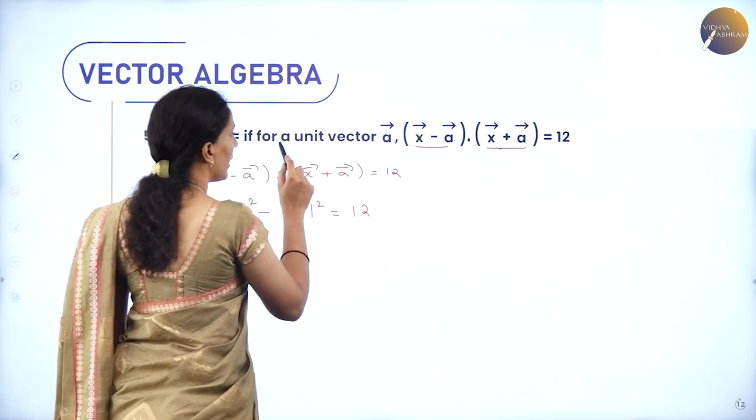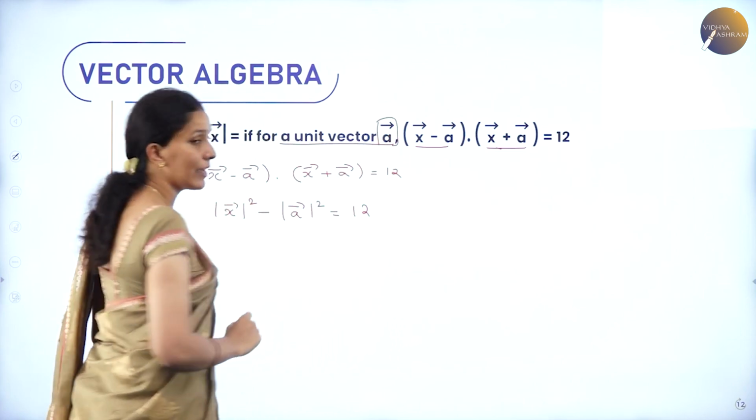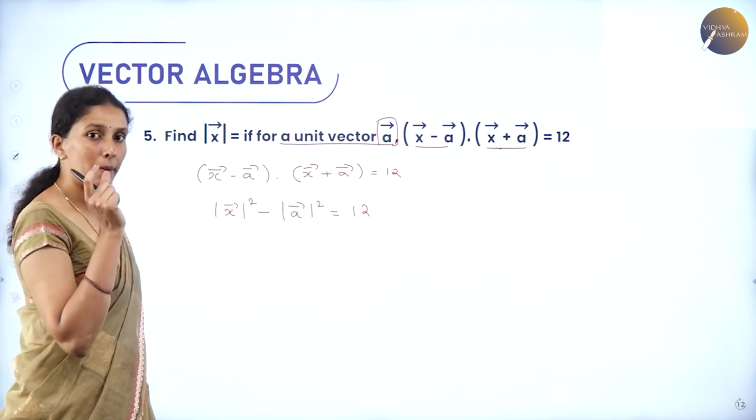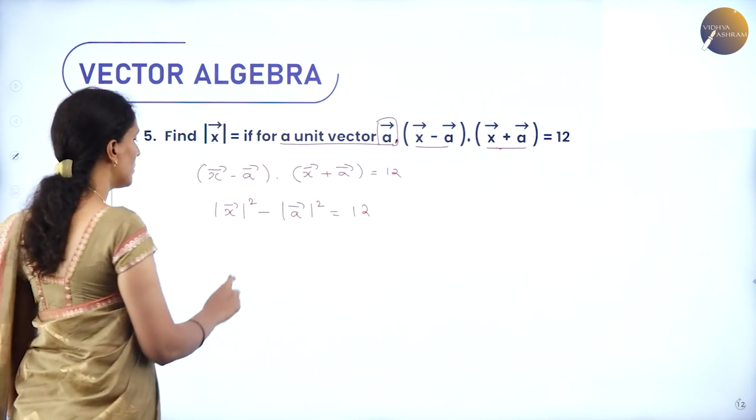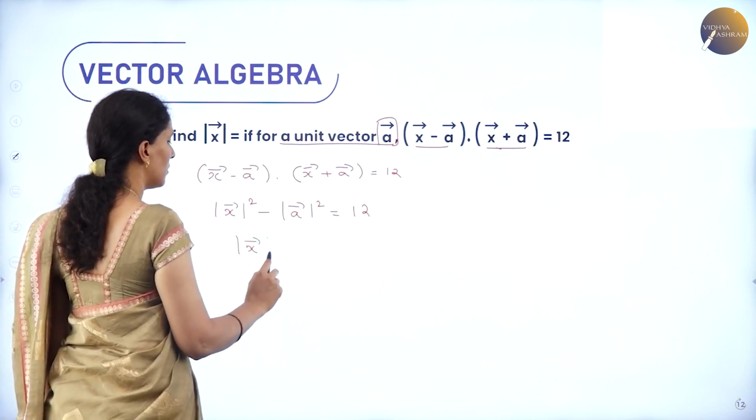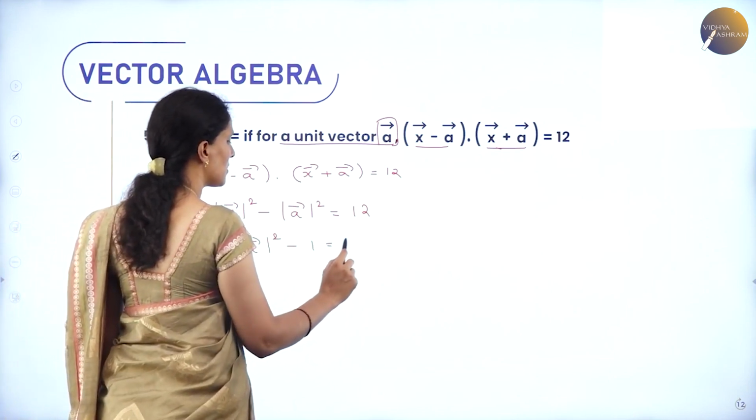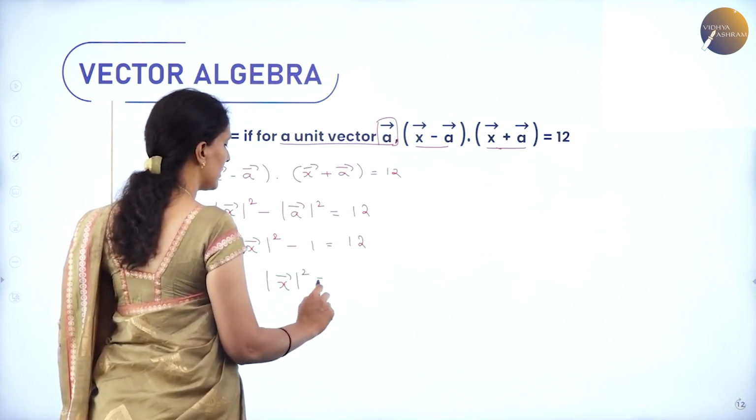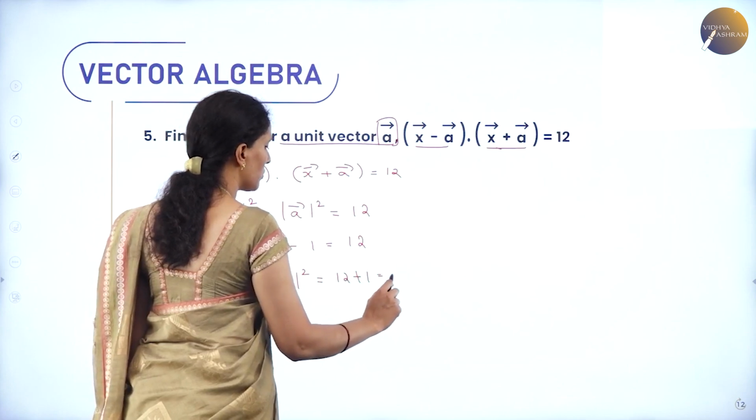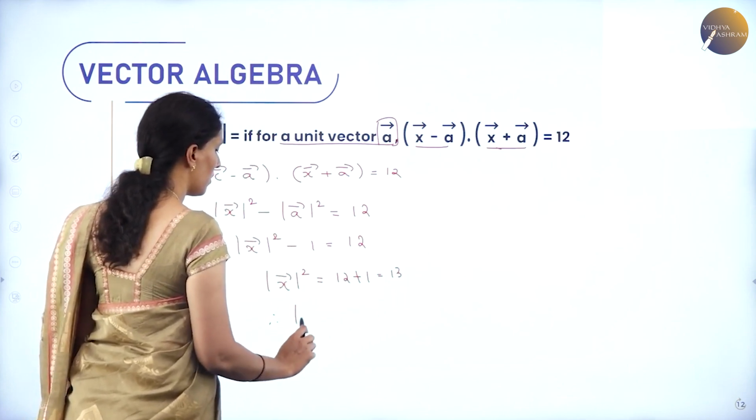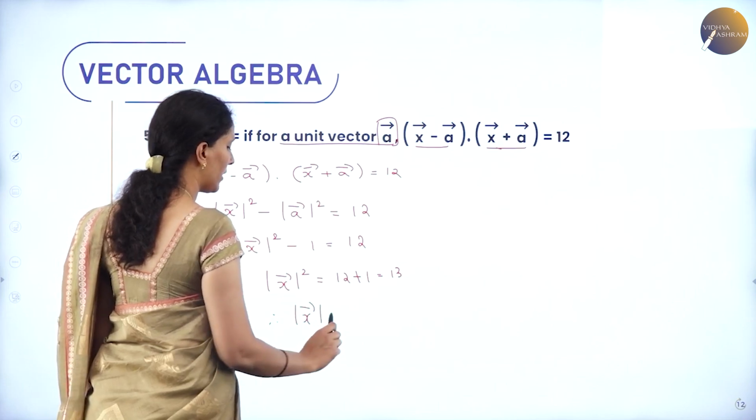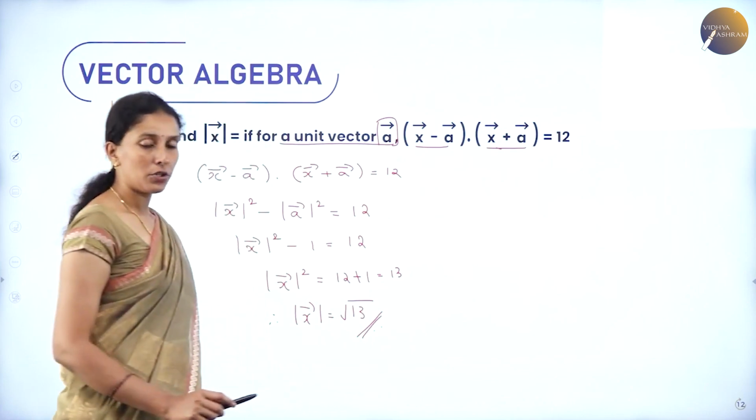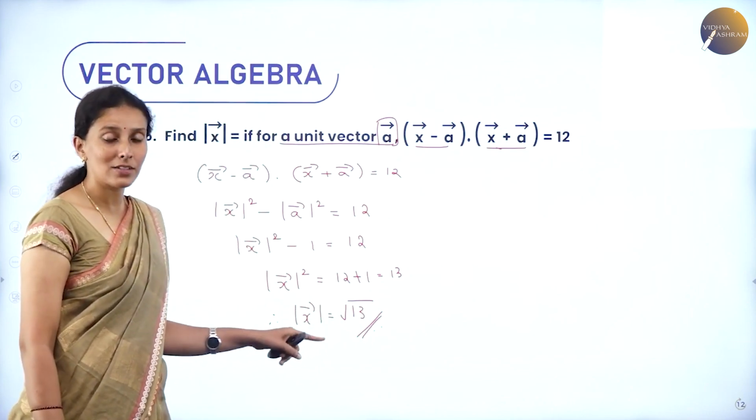Now, they have given a unit vector A. So vector A is a unit vector, and the modulus of vector A is 1. Therefore, the magnitude of vector x square is equal to 12 plus 1, which is 13. So, the magnitude of vector x is square root of 13. Since we are talking about the magnitude, which is nothing but length, there is no need to write plus or minus root 13.